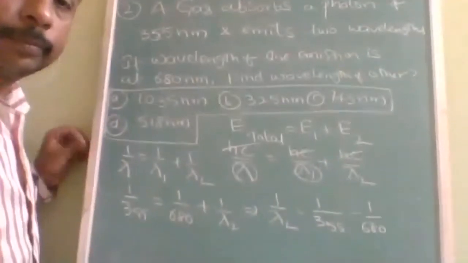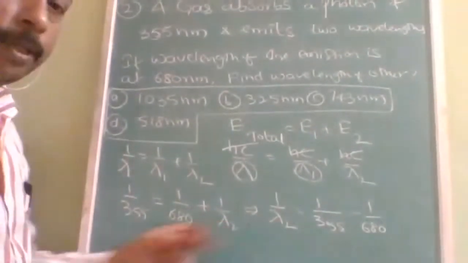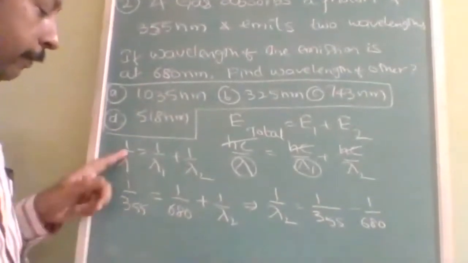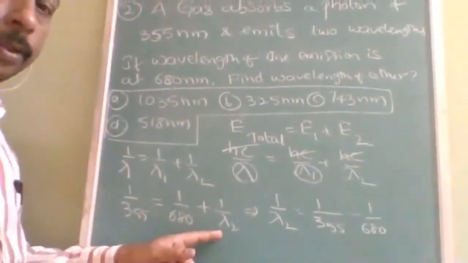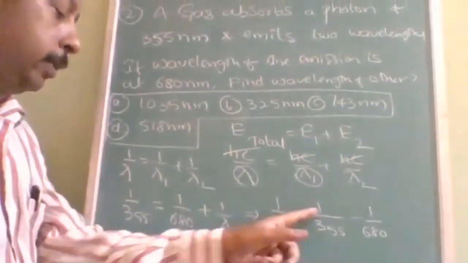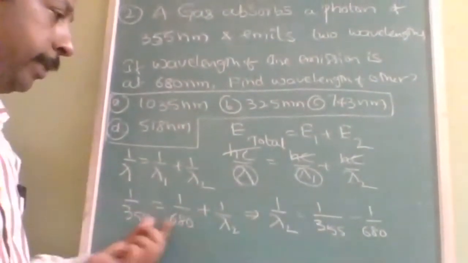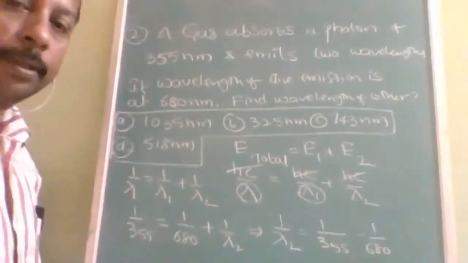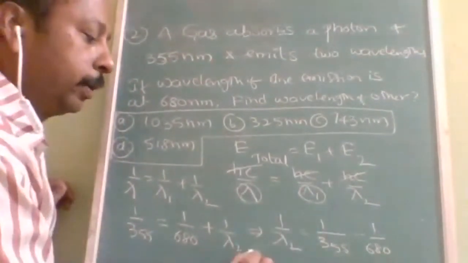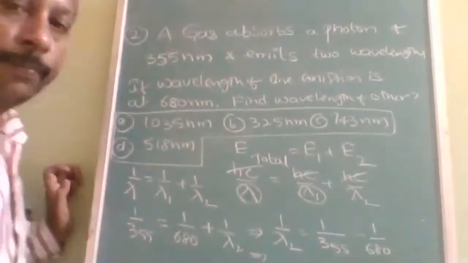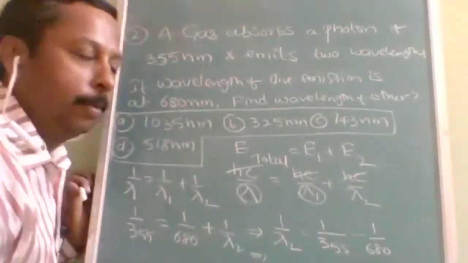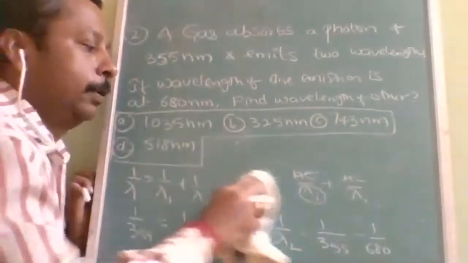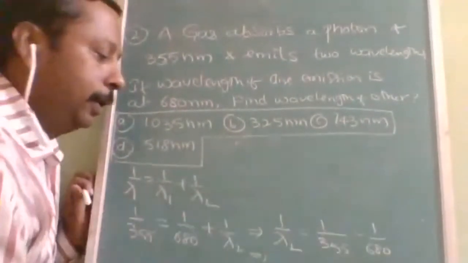Okay. So 1 upon lambda, 1 upon 355 is equal to 1 upon 680 plus 1 upon lambda 2. Now 1 upon lambda 2 is equal to 1 upon 355 minus that side. So like this, what you can do on simplification. Can you simplify or not? Okay, no problem. I will do it so that you should come to know the clear answer.